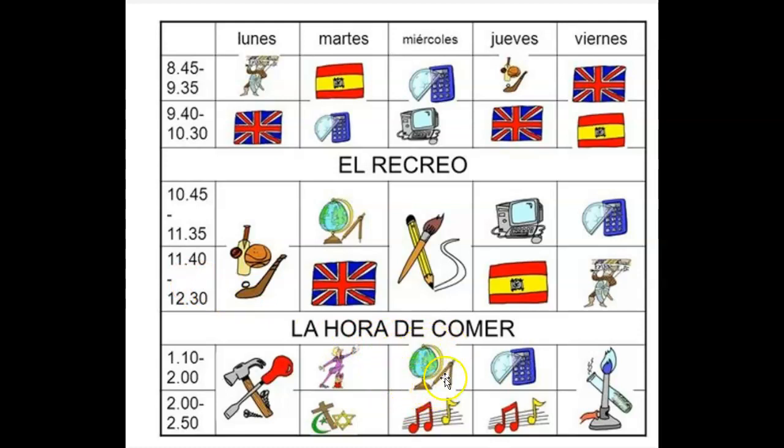¿A qué hora es la clase de historia? La clase es a la 1:10. A la 1:10. Try one more. ¿A qué hora es la clase de música? La clase es a las 2.